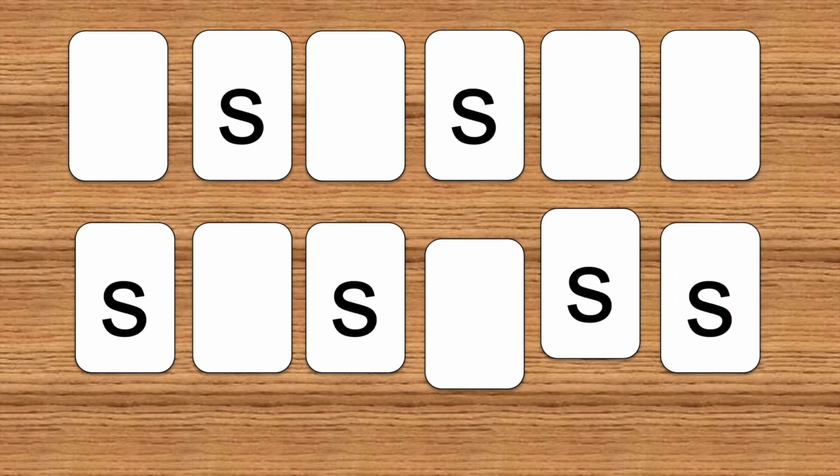Yes, the S sound is at the end, isn't it? House. I hope you got those right. You could try finding other objects in your house that have an S sound in them.